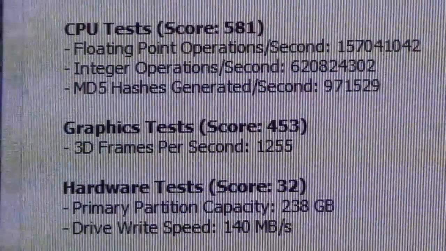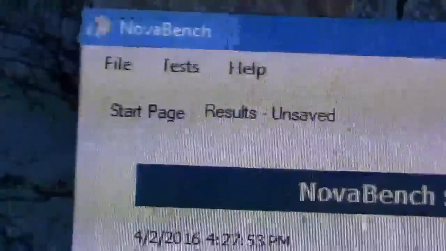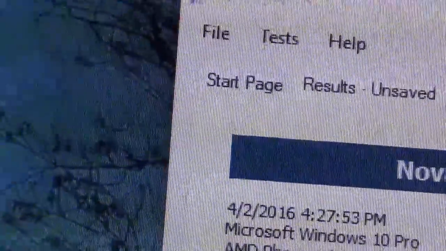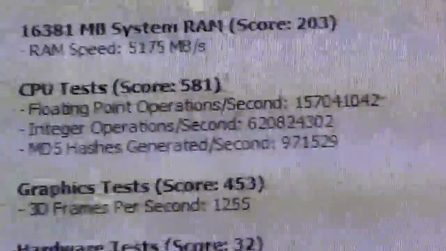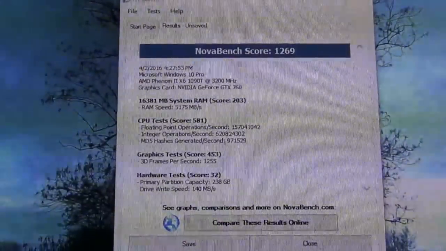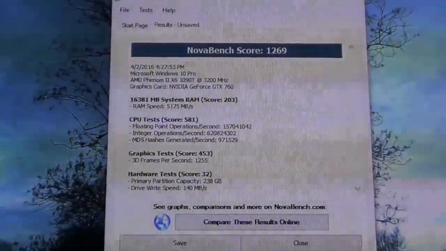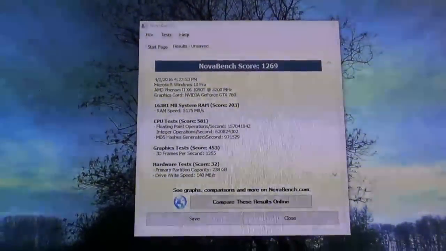Graphics score keeps tanking, so I don't know what the story is with that. I am in balance mode, right? Yes, I am in balance mode. All right, let's upload the score just as a starting point. The record is still 1382, but that was from Windows 7 with better graphics results.